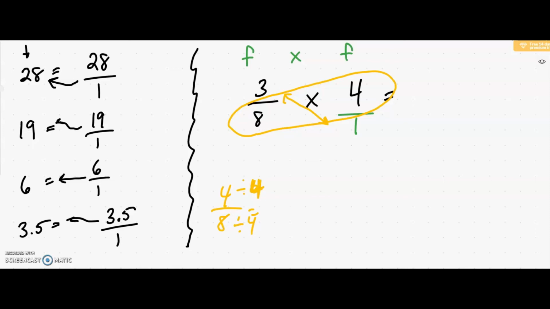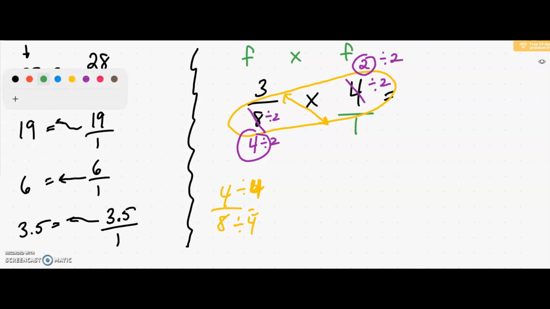But let's say you only reduced it by 2. Okay? Let's say you only divided this by 2 here and the 8 by 2. The 8 would have become 4. And the 4 would have become 2. But guess what? You can still make them smaller. You can still take the 2 and divide it by 2. You keep chopping. And the 4 divided by 2. So the overall final answer, to make it as small as you can make it, is 4 divided by 2 becomes 2.